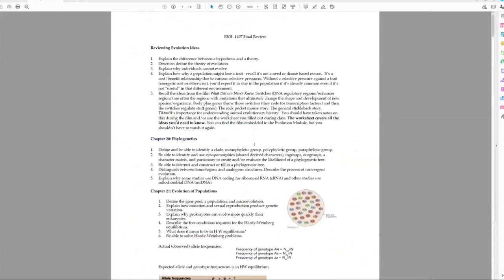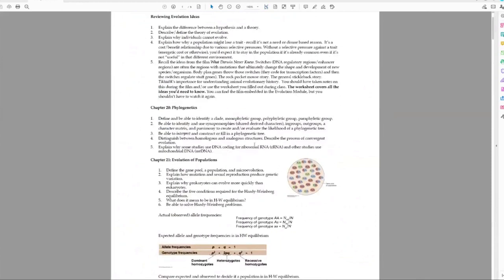Evolution ideas. So phylogenies, I'll ask you to read them. Monophyletic, polyphyletic, paraphyletic. So basically, are you including everybody in the bracket or not? If not, did you grab an extra group? That's polyphyletic. Did you leave off a group? That's paraphyletic. So you can take a look at that again. We just talked about Hardy-Weinberg and gene pool, the five conditions, you'd want to know that, like we just said.